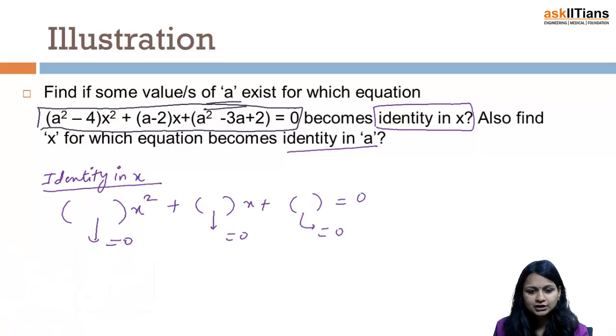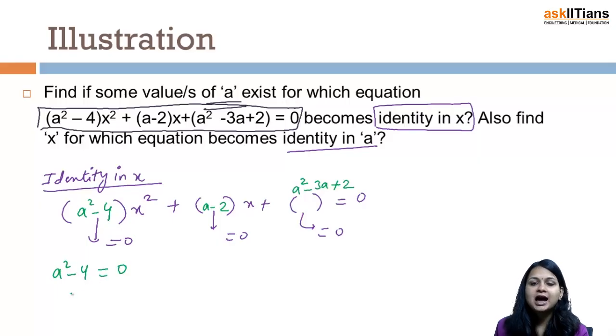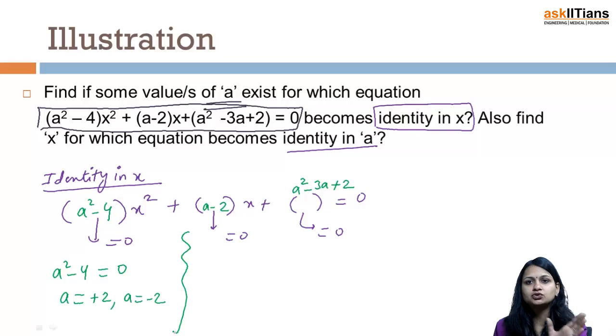Okay, so when I will do it, what I will have, I'll put here it would be a square minus 4. In above equation it would be a minus 2 and here I will have a square minus 3a plus 2. Okay. Now when I put a square minus 4 equal to 0, I'll get two values of a. Okay, a equal to plus 2 and a equal to minus 2. So what do many students do? They say that the answer would be plus 2 and minus 2.